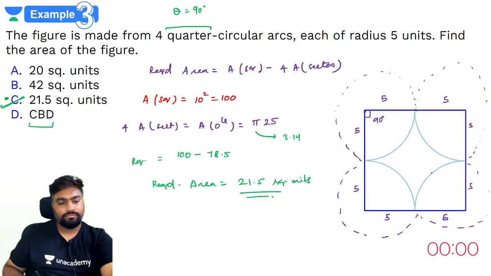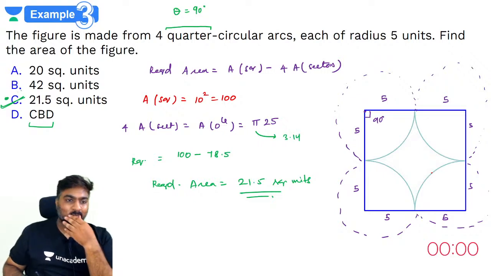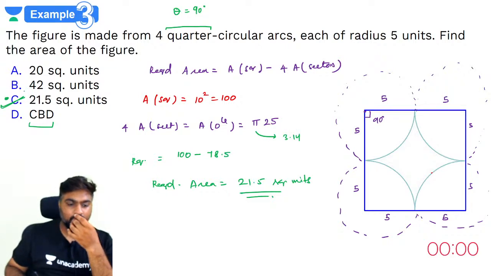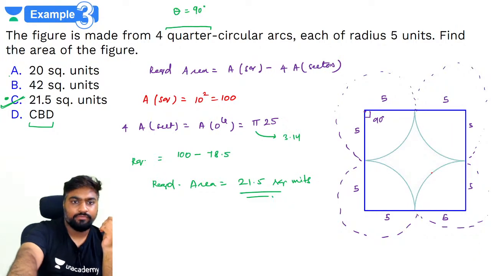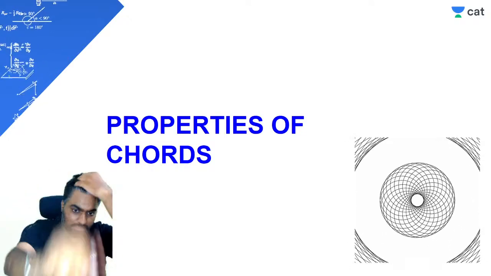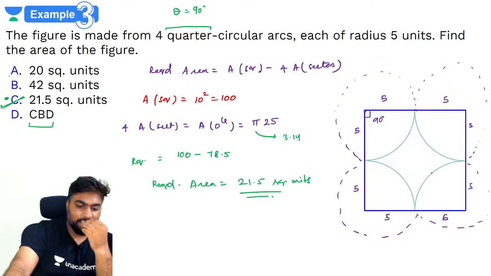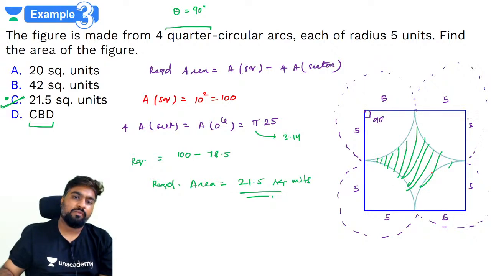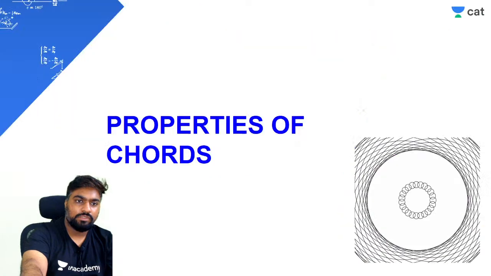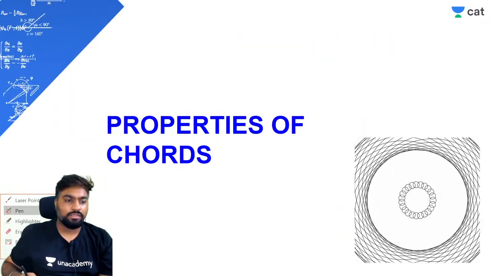Yes. Cool. Shall we move on? Next question. Okay, this is understood, right? इसमें कोई doubt नहीं है ना? So whenever they ask for required area, if it's not a perfect shape, then you try and make this a perfect shape by removing something or adding something. So here what we added was a square. Yeah. Chalo. Now let's move on to properties of chords.